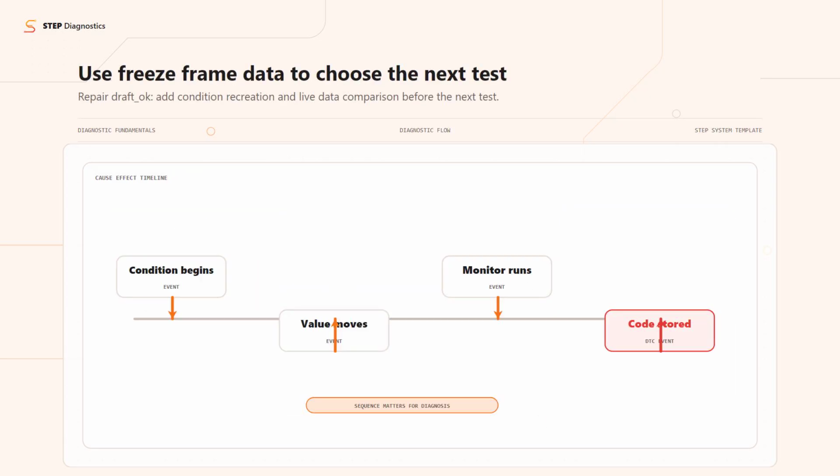Use the freeze frame as a test selector, not a verdict. First, identify the operating condition when the DTC set, such as load, speed, temperature, or RPM. Then recreate or approximate that condition, compare current live data to the stored freeze frame, and choose the next targeted test from the mismatch. The point is to prove what changed under the same condition before replacing a part.